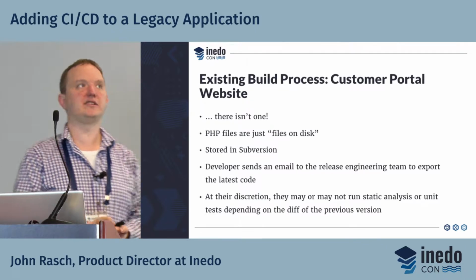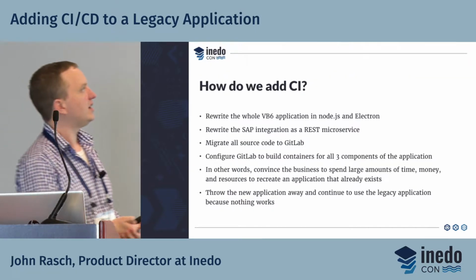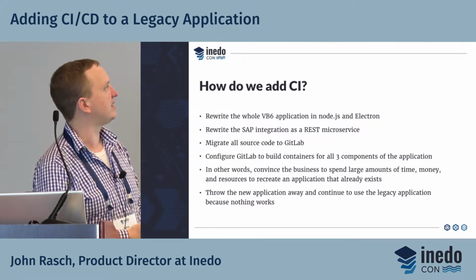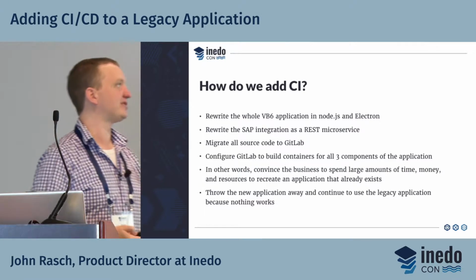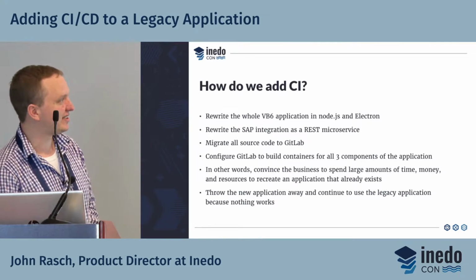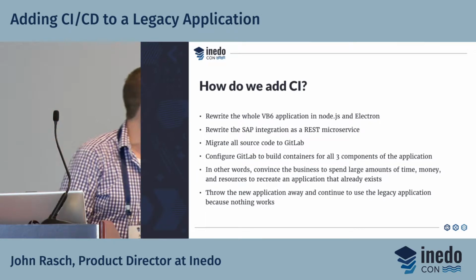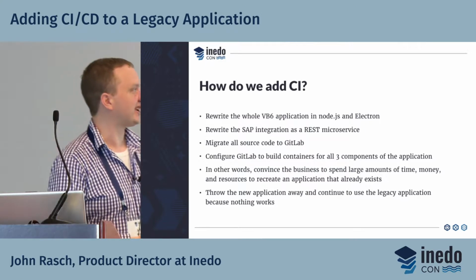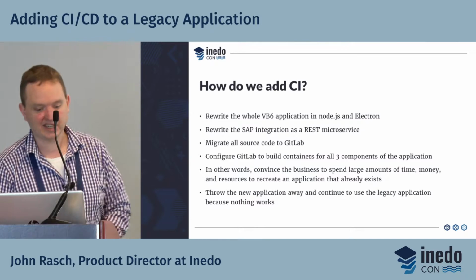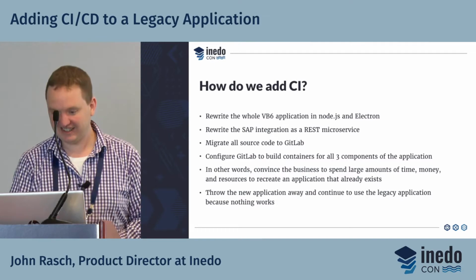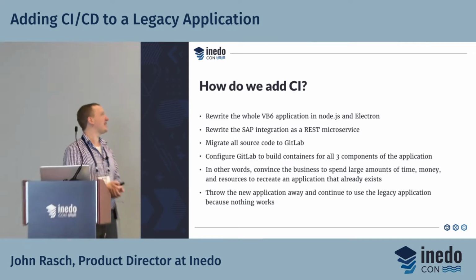So how can we add CI to this? First, rewrite the entire VB6 application in Node.js and Electron, then rewrite the SAP integration as a REST microservice, migrate all the source code to GitLab, configure GitLab to build containers for all 3 components of this application, convince the business to spend large amounts of time, money, and resources to recreate the whole application that already exists, and then throw it away because it's not going to work. So how do we add it really?